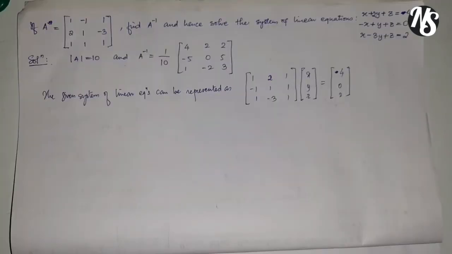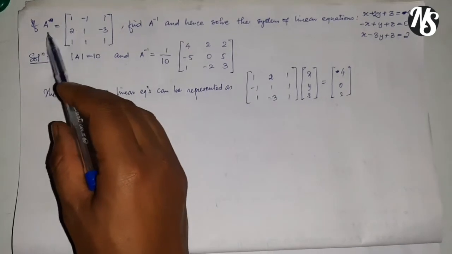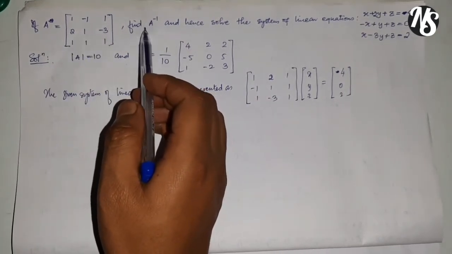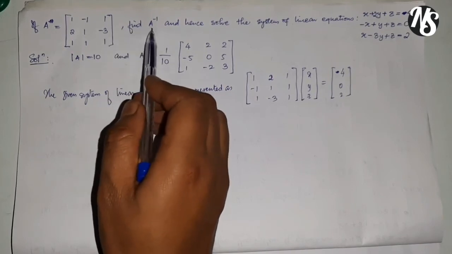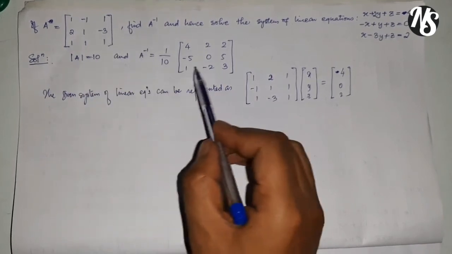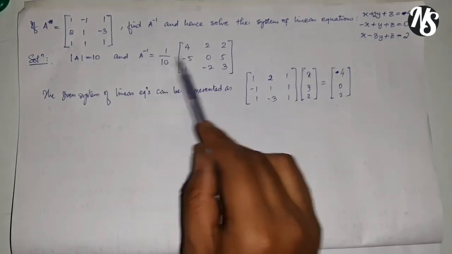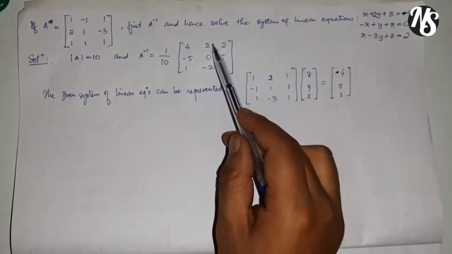Okay, so let's take a similar kind of question. If A is given to be this matrix, find A inverse. Now, as you are quite comfortable with finding A inverse, I have directly written your answer. So the determinant of A turns out to be 10, whereas your A inverse turns out to be this particular thing.